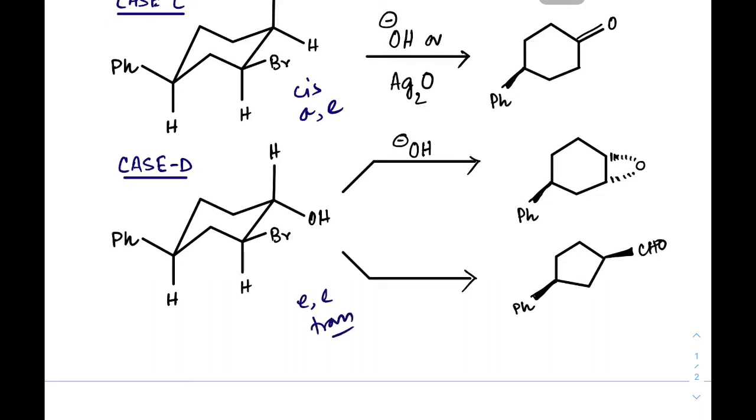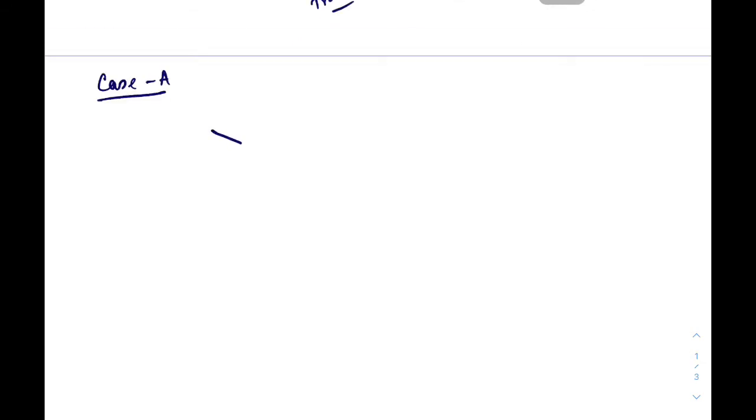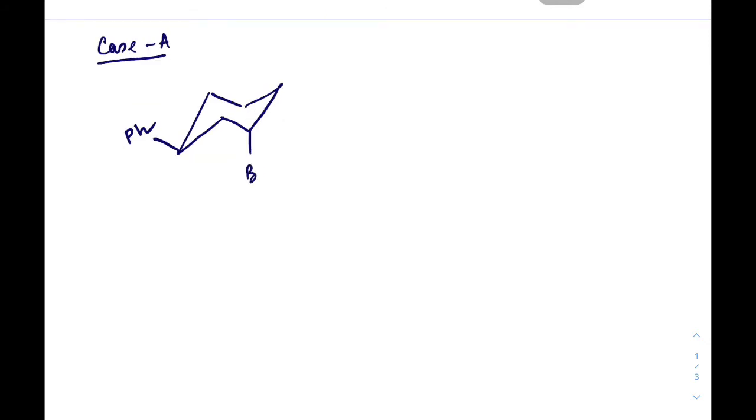Okay, all do not give the same product. As you have seen on the product side, they give different types of product. So we just have to explain why those are happening. So let's start with case A, where Br and OH are both in trans position and both are axial.